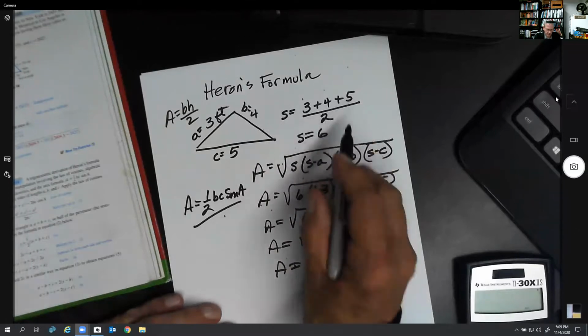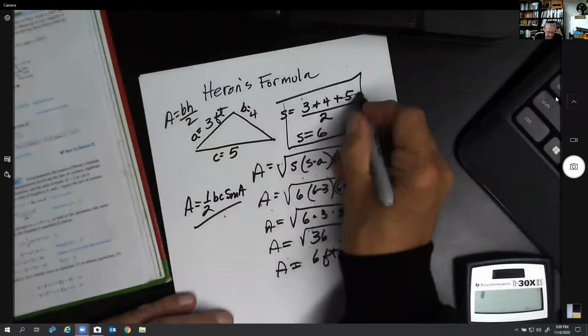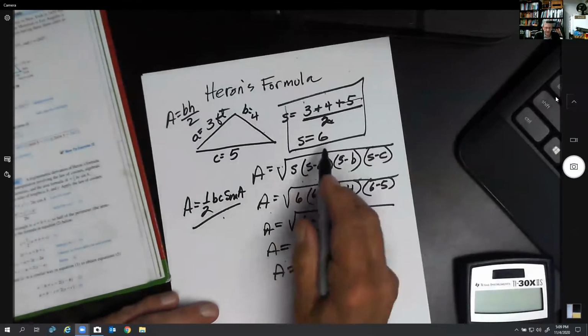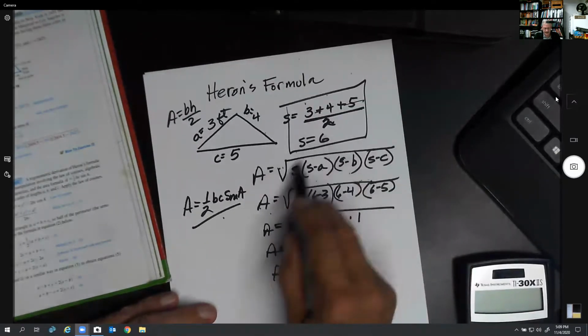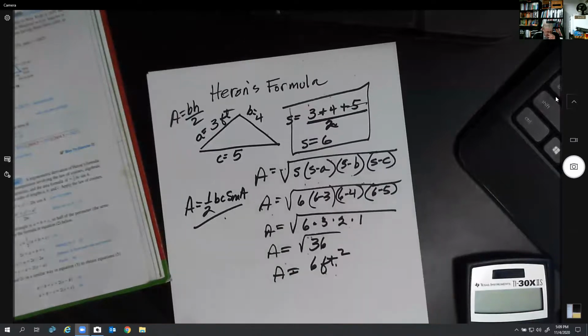So first you have to find this S by adding the sides, which is pretty easy. You just add them up, divide by 2. It's important that you divide by the 2. Then you take the square root of that. 6 minus side A, the second, the third, and then you got it.